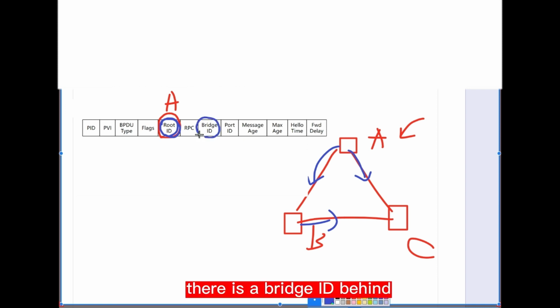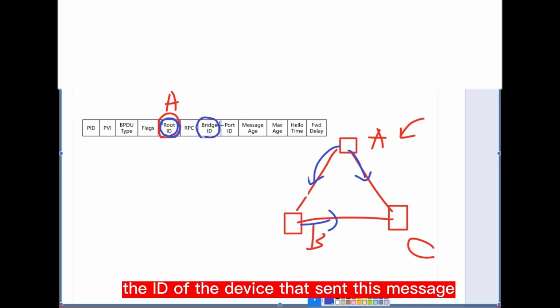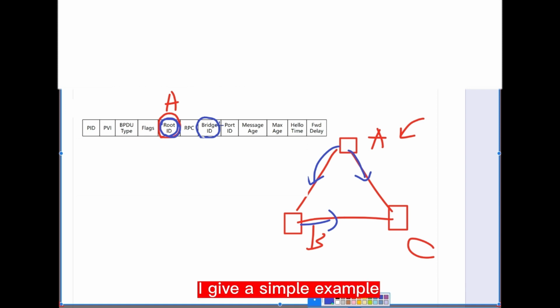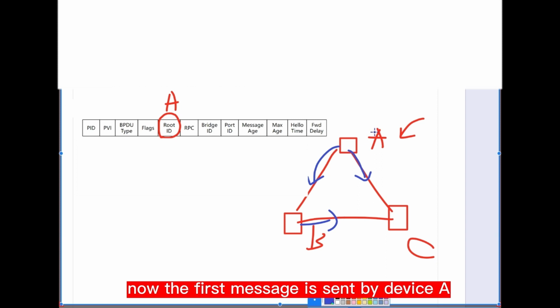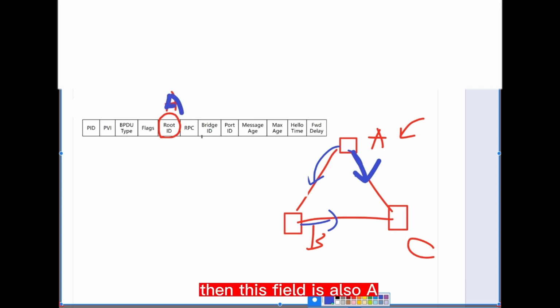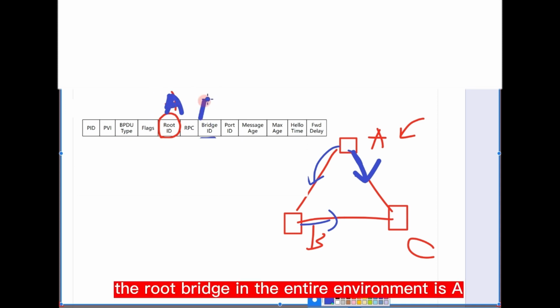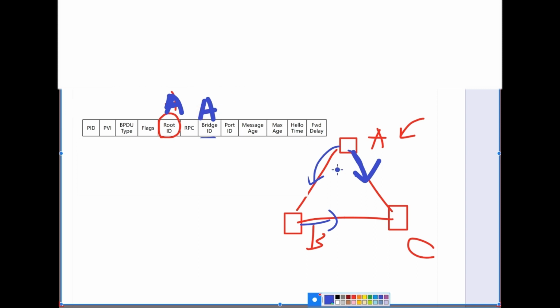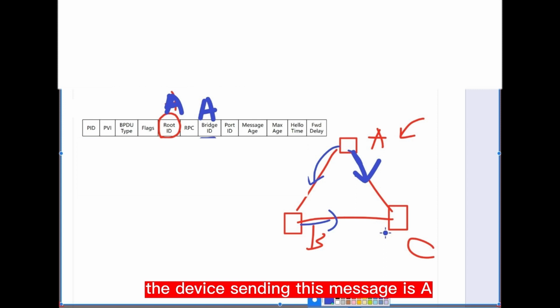There is a bridge ID behind. It is always filled with the ID of the device that sent this message. I'll give a simple example. Now the first message is sent by device A. Then the field in the message it sends will be A, and this field is also A. One means that device A thinks the root bridge in the entire environment is A. The other represents that the device sending this message is A.